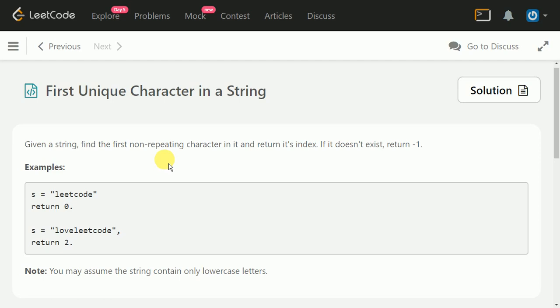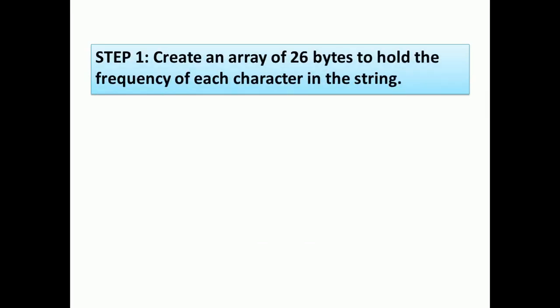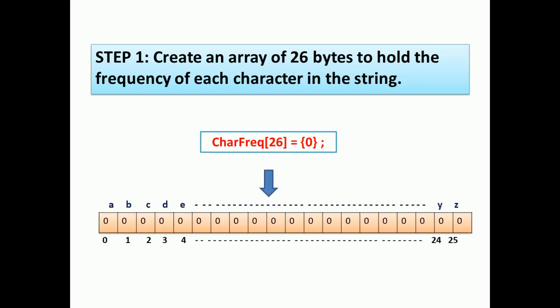Now let us understand the approach which you can use to solve this problem. Okay guys, now let us understand the approach. As a first step, you have to create an array of 26 bytes to hold the frequency of each character in the string. So this is how it's going to look. Character frequency, and here 26 is representing the size. If you try to visualize that array, this is how it's going to look. Okay, now let's look ahead at the second step.